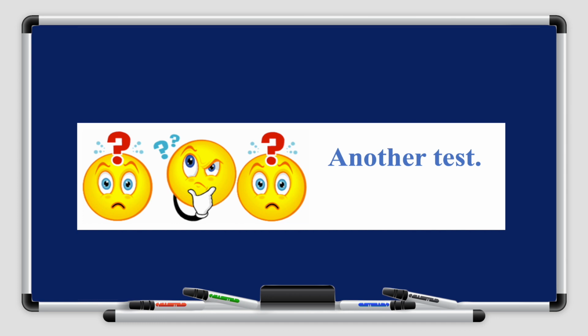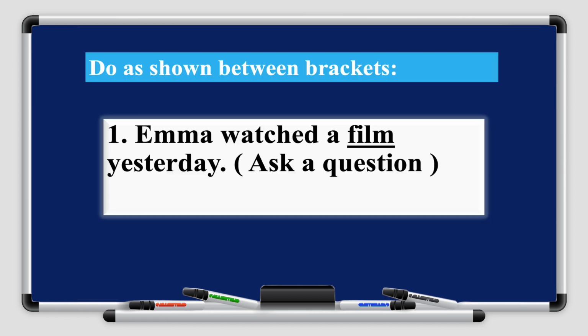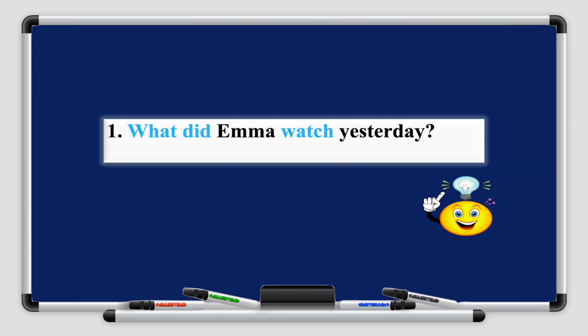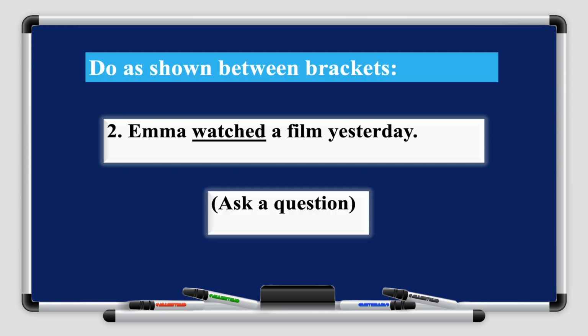Now another test. Emma watched the film yesterday. Here you need to focus on the underlined word and ask about it. The underlined word here is film. Emma watched the film yesterday. So we can say film. What did Emma watch yesterday? We used what, then we used did, and the verb is in its root form, watch. Emma watched the film yesterday.